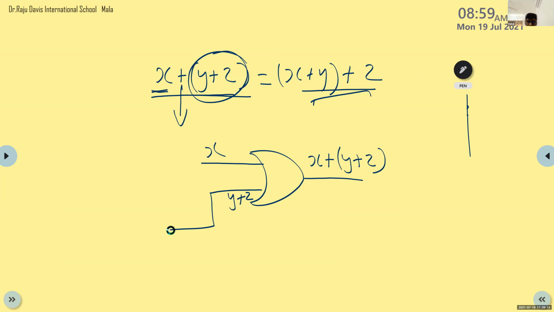Ma'am, y plus z using which gate? OR gate. OR gate, okay. So draw one OR gate. Then the first input is y, the second input is z. So the result is y plus z. So this is the first logic circuit, that is x plus y plus z.